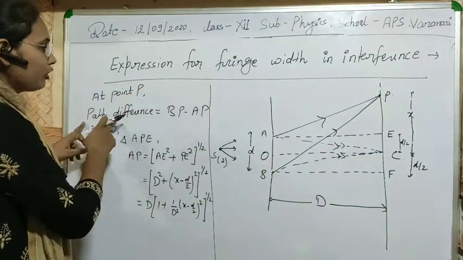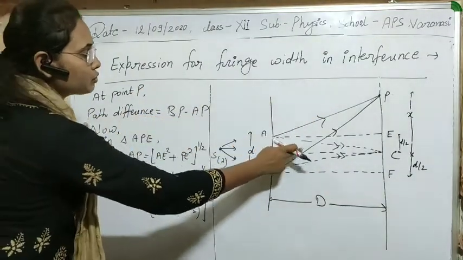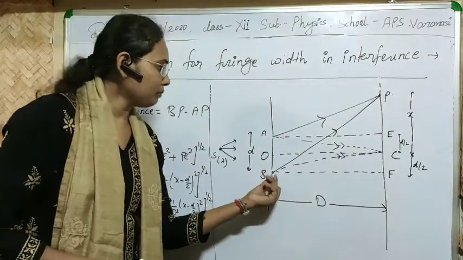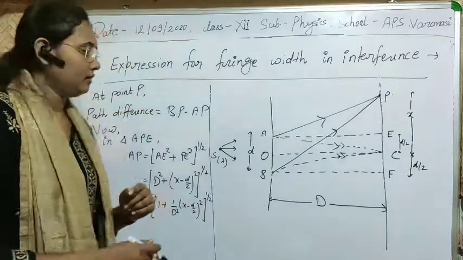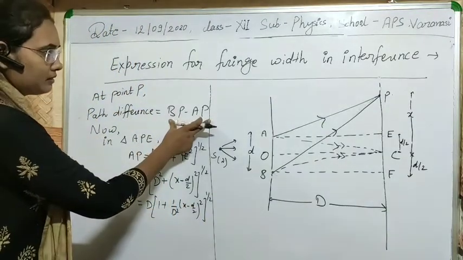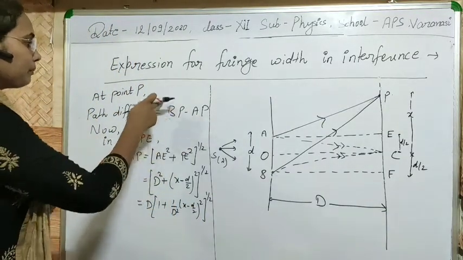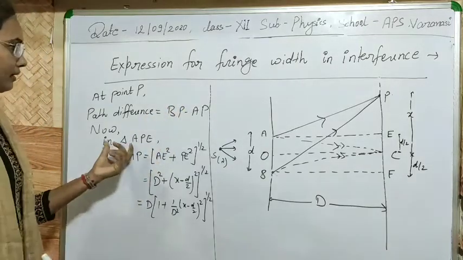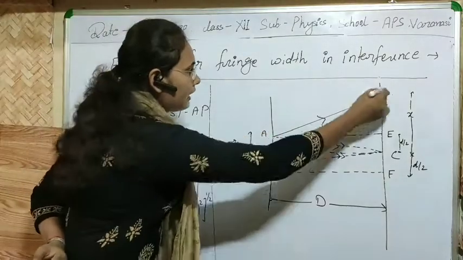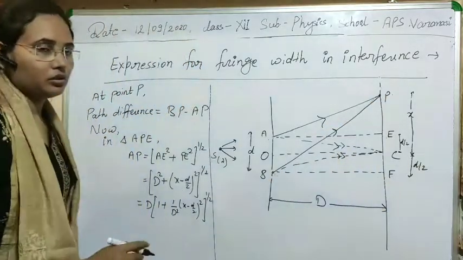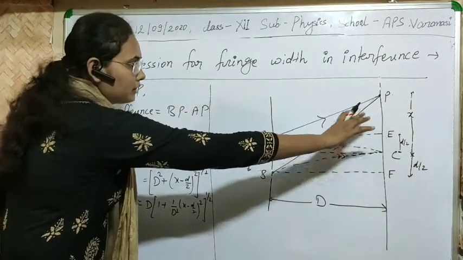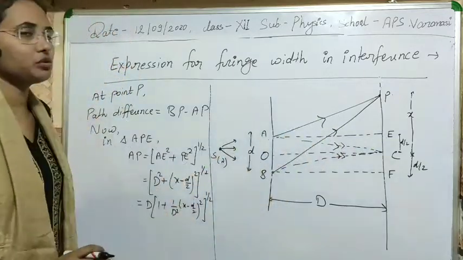So let's study the point P. At point P, what will be the path difference between these two rays? Simply, path difference will be BP minus AP. To calculate BP and AP, we have two triangles, APE and BPF. We have to use only these two triangles to calculate.